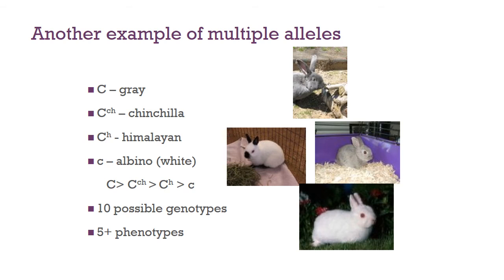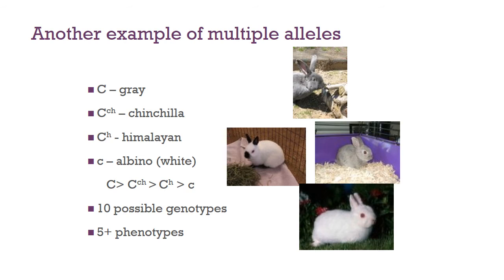And then albino is recessive to all of those. So for instance, if a rabbit was a big C, big C H, what color would it be? That's right, it would be gray. If say you had a big C and a little c, it would still be gray, because what? Because gray is dominant to all of these.